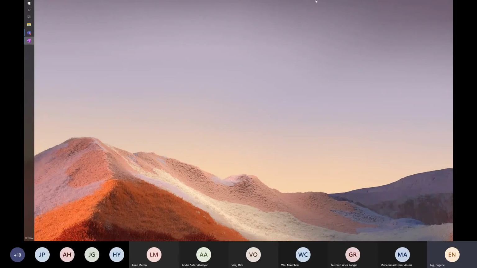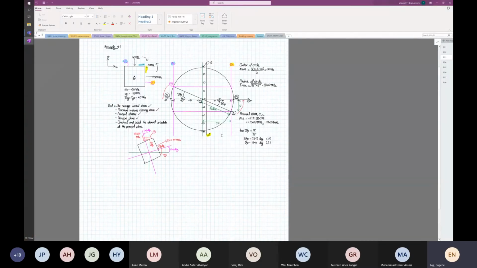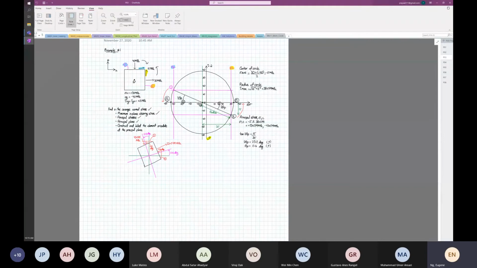Hold on, I'm trying to look for my mouse now. New window. Bring it up here. You can see it. I'm going to zoom.